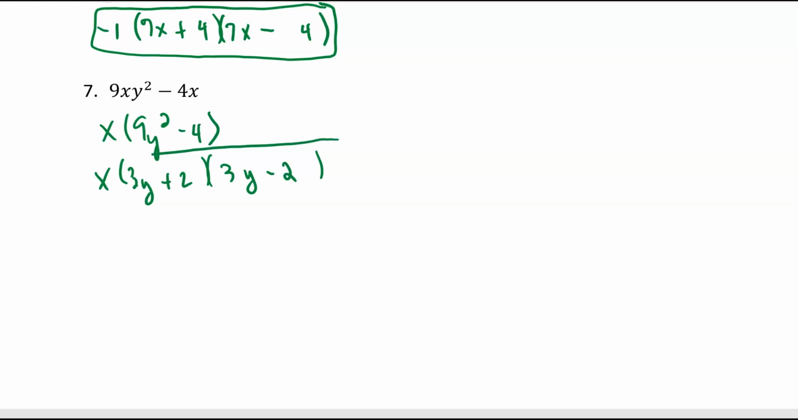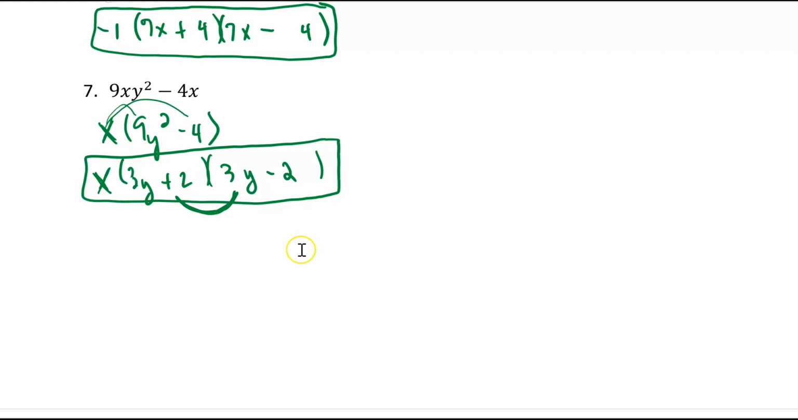And of course, you could always check these answers by multiplying them out. For example, you could multiply these two first and then turn around and multiply x times what you got to get your original polynomial. Okay, this concludes the lesson on factoring techniques.